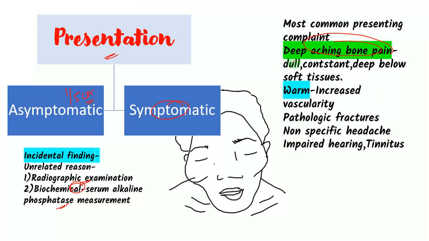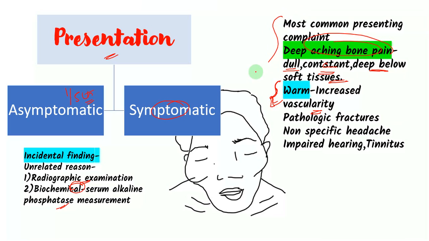So here you have the symptom of a dull pain. It is constant in nature and it is deep below the soft tissues, right? So the patient complains of dull, constant pain, which is deep below the soft tissues. The involved bone appears warm because of the increased vascularity. In the histopathology, you will see that the marrow spaces are replaced by vascularized connective tissue, right? So there is a deep aching bone pain, and the bone involved is warm.